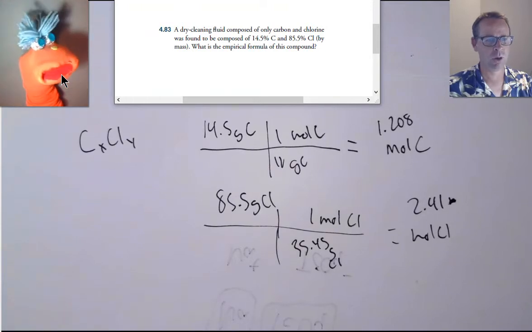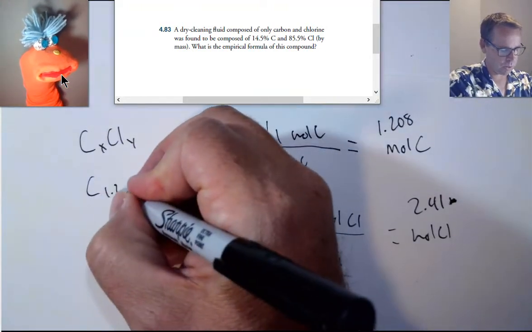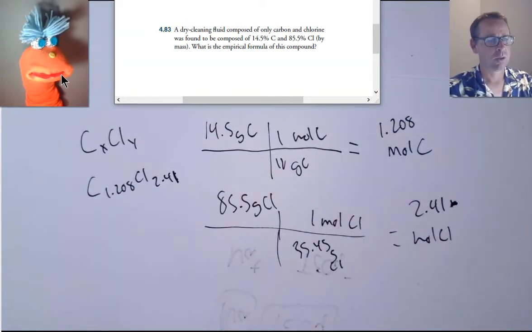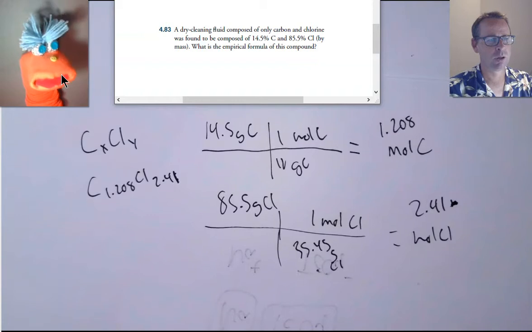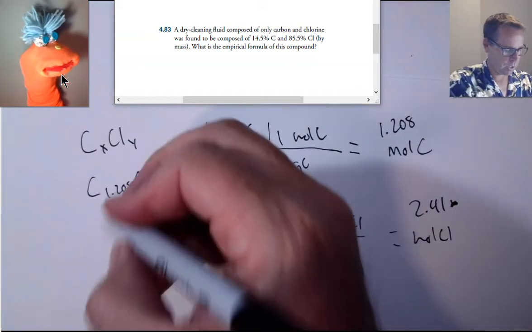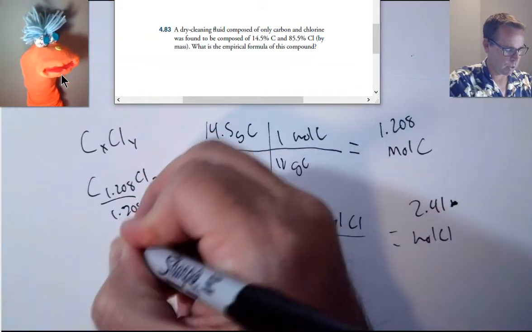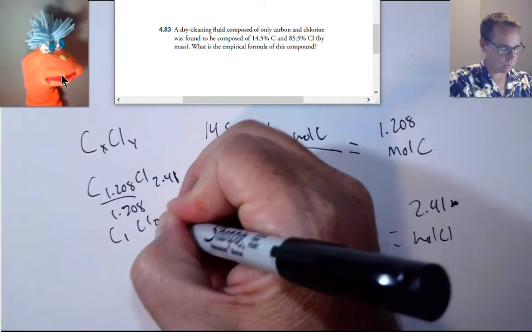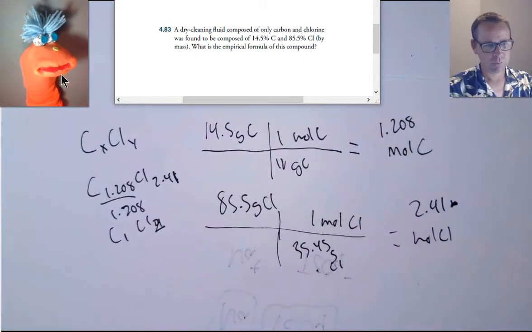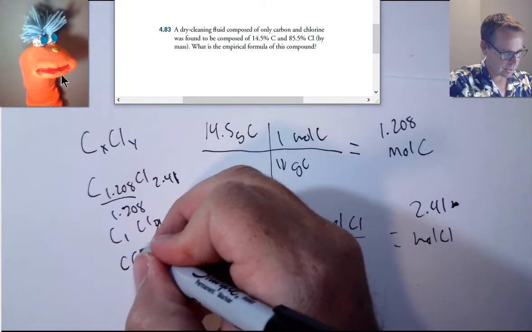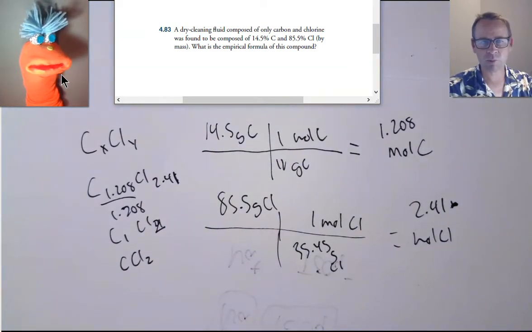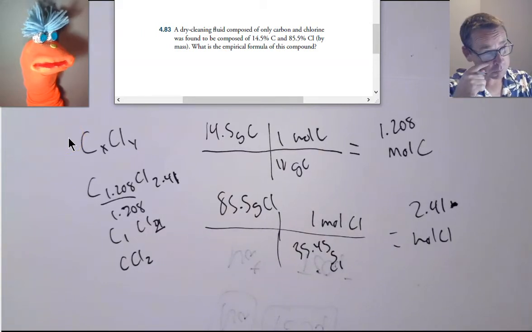Those are for the X and Y, right? That's right. So C is 1.208, Cl is 2.41. But then you divide them both by the smallest, 1.208. That's right. And if we do that, that's going to set one of them to 1 and the other one to what? Oh, it's 4, right? Yeah, it looks like, oh no, sorry, 2. 2, oh yeah. Very good. So CCl2 is our chemical formula for this compound.